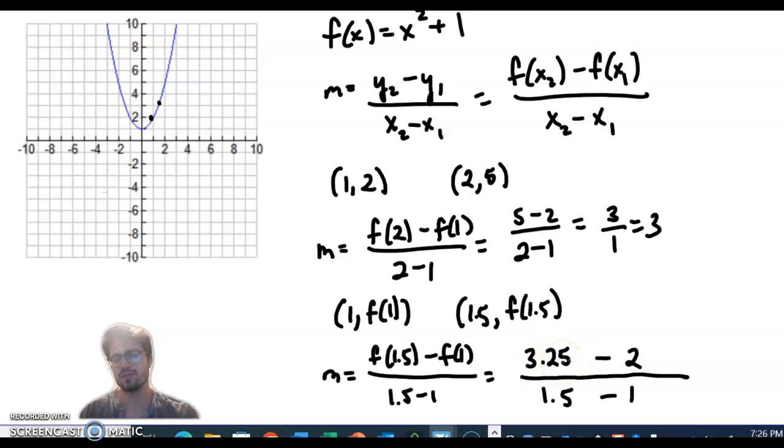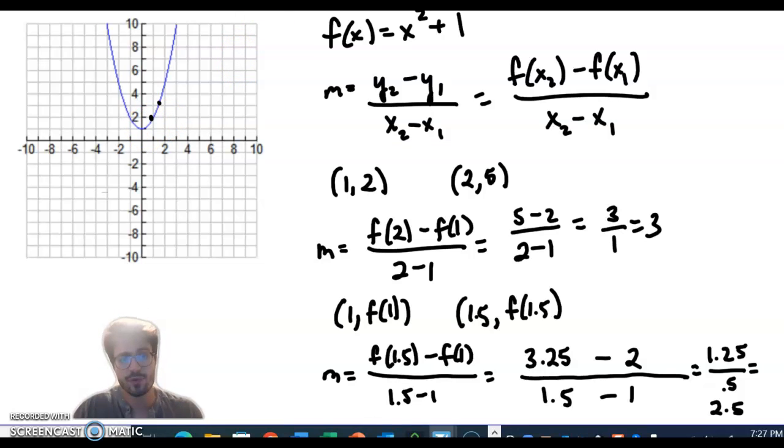Okay, so let's do the math. We have 3.25 minus 2, that's 1.25, over 0.5. So this is equal to 2.5. I think that slope is even better, right? Still not perfect, but we're getting better.